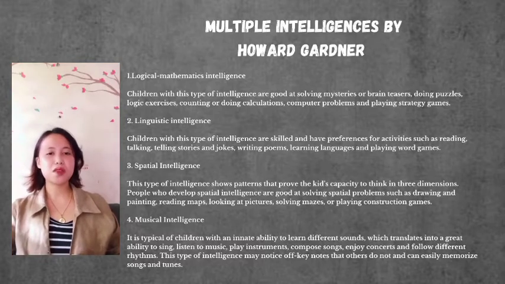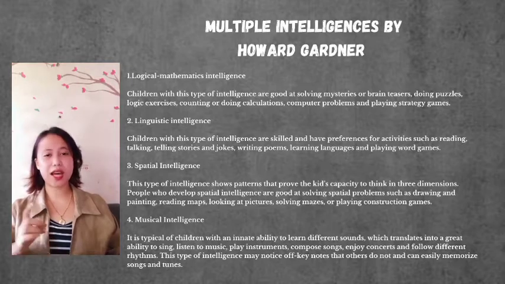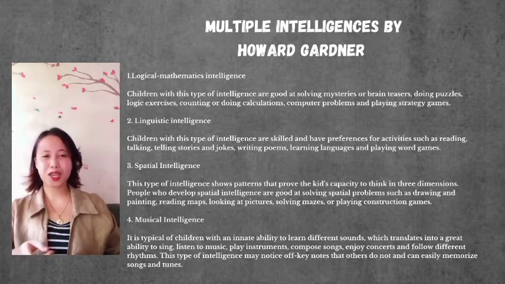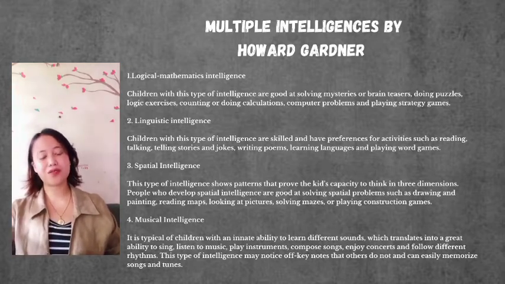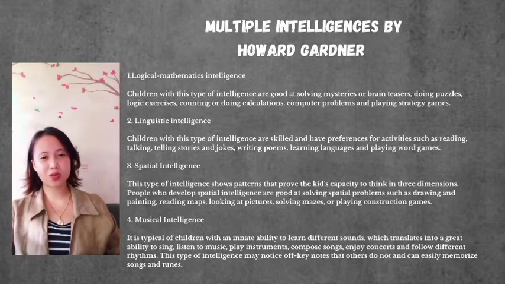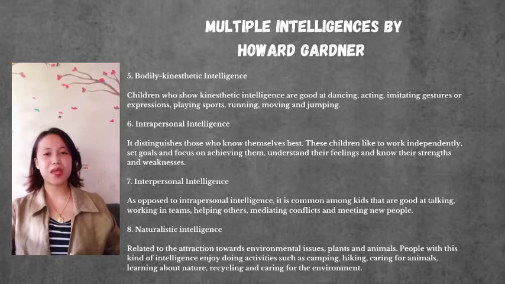Number 4. Musical intelligence. It is a type of intelligence in children with an innate ability to learn different sounds, which translates into a great ability to sing, listen to music, play instruments, compose songs, enjoy concerts, and follow different rhythms. This type of intelligence may notice key notes others do not and can easily memorize songs and tunes. Number 5. Bodily-kinesthetic intelligence.